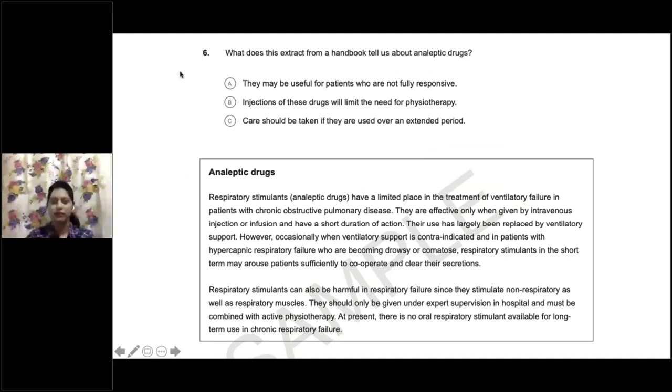So I have the last sample for the day. So here's another question. What does this extract from a handbook tell us about epileptic drugs? Again, you're only reading for gist. You don't have to understand word by word. Just try to get the general idea and try to get an answer, and then you can cross check.